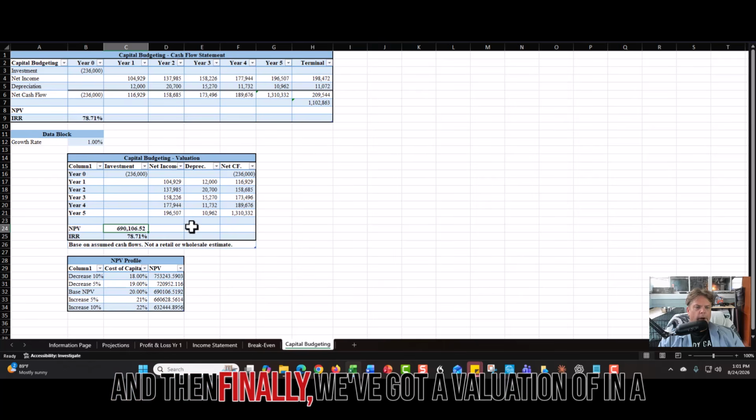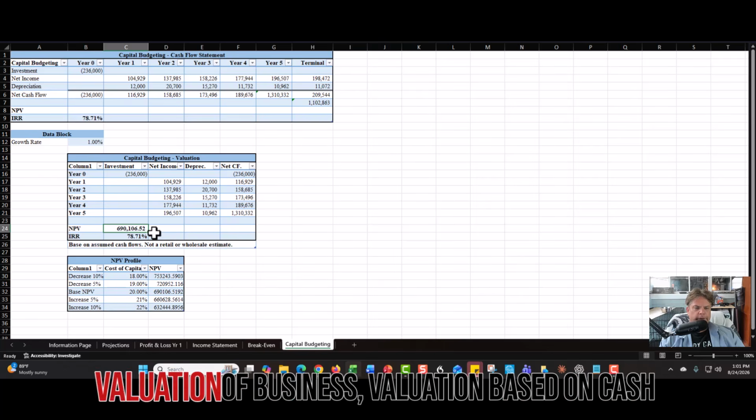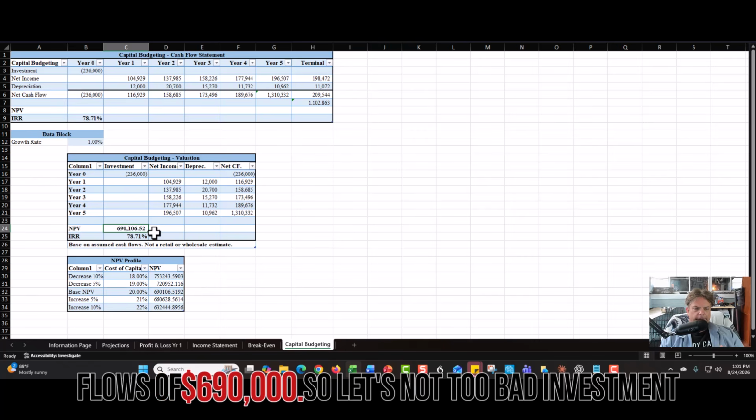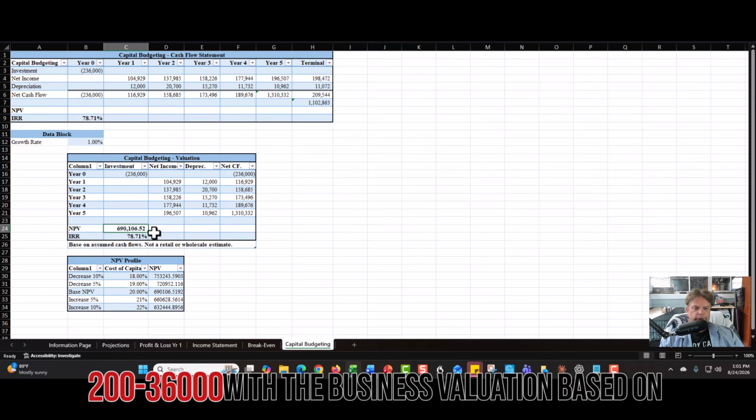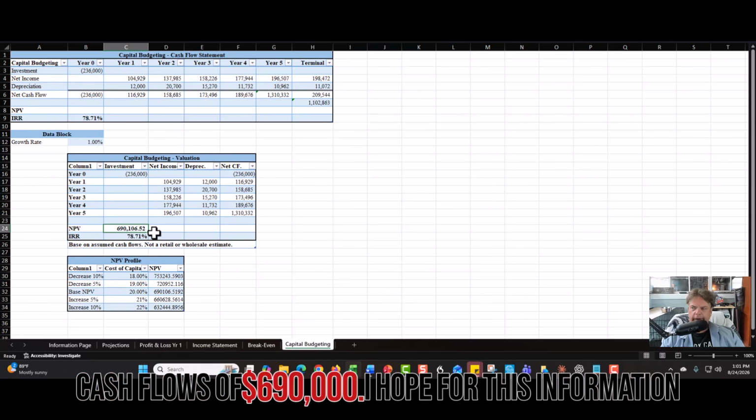And then finally, we've got a business valuation based on cash flows of $690,000. So that's not too bad. Investment $236,000 with the business valuation based on cash flows of $690,000.